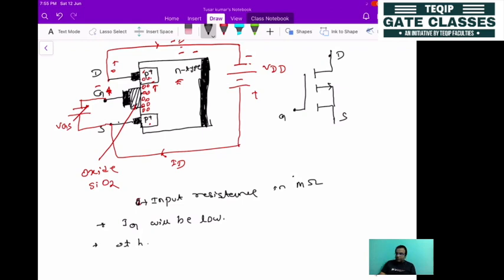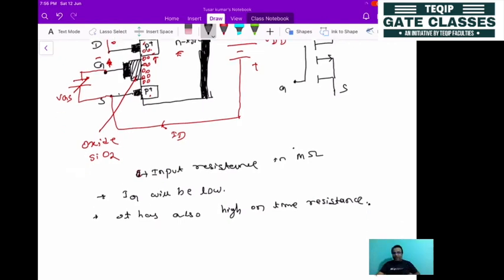Another point you can make here is that it also has high on-time resistance. Due to the construction of this p-type material and n-type material, all these MOSFETs have high on-time resistance. So how does it affect the operation? If on-time resistance is high, then conduction loss will also be high.